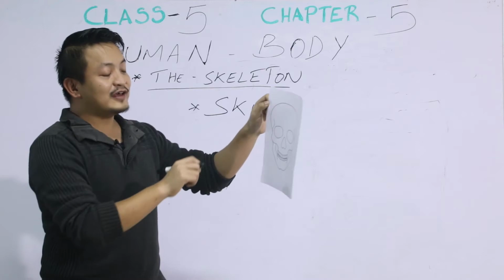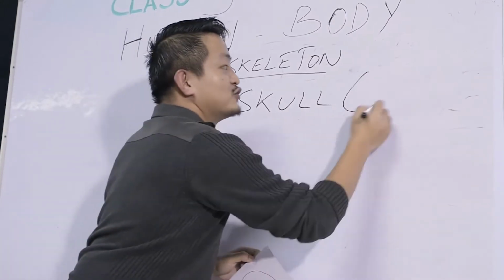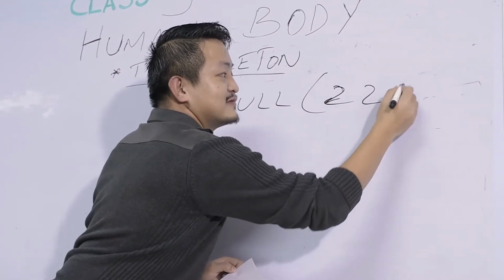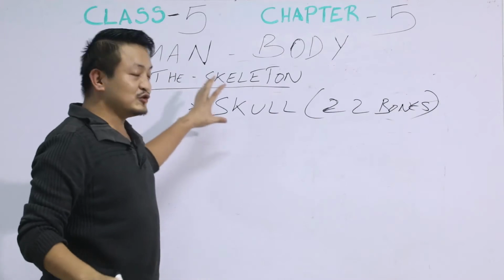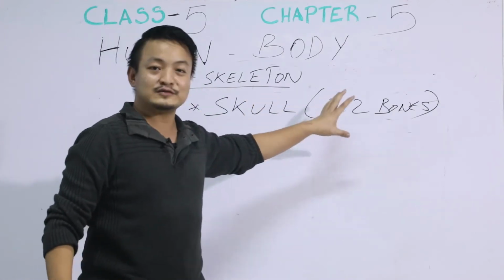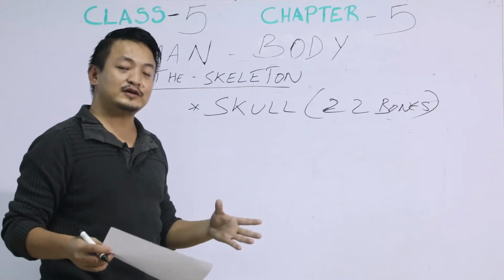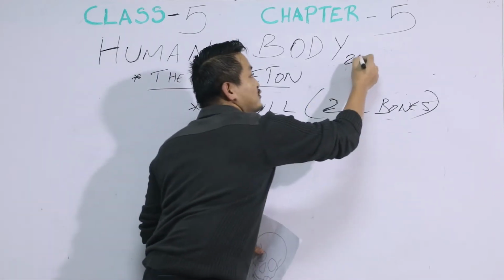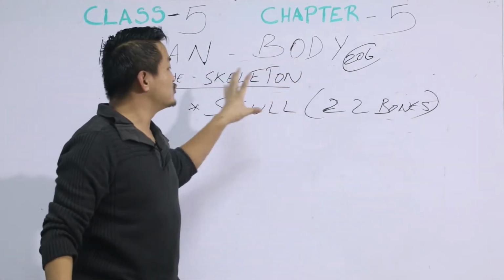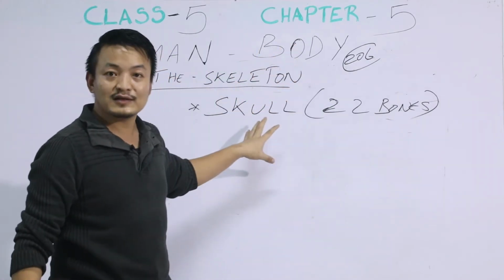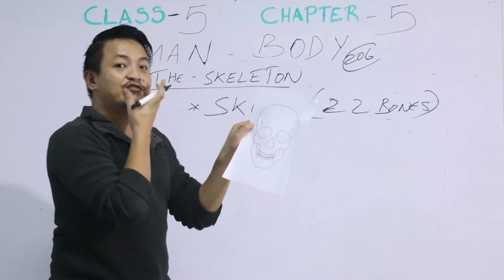Now, the human skull is composed of 22 bones. And you have to remember this one, students. Clear? In the human skull, we have 22 bones. Altogether, how many bones do we have in an adult human body? We have 206 bones, right? Out of these 206 bones, 22 bones are for the skull, okay? Now, the facial part.